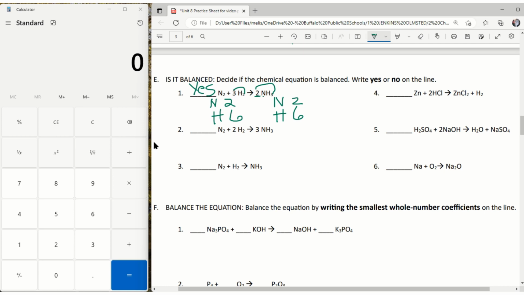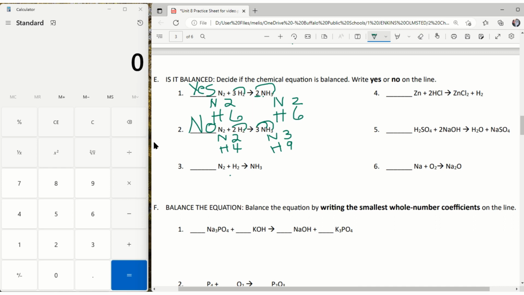All right, let's look at this one. This is, again, nitrogen and hydrogen. How many nitrogen on this side? 2. On this side, 2 times 2 is 4 hydrogen. On this side, how many nitrogen? 3 times 1, which is 3. How many hydrogens? 3 times 3, which is 9. No, this is not balanced.